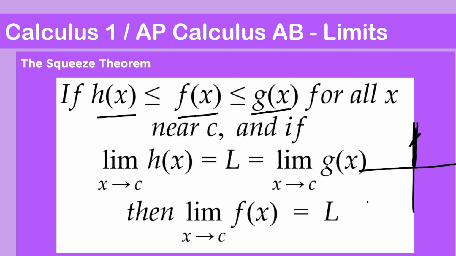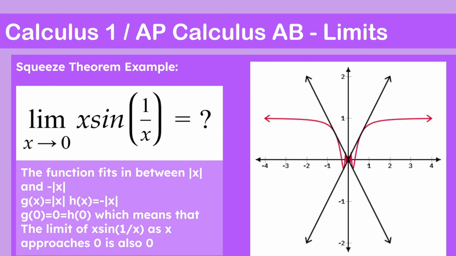Okay, imagine this is h of x right here. f of x goes through here, and then g of x goes through here too. So if h of x and g of x are equal, and f of x is squeezed between them, that means f of x has to be equal to the point where they both meet. And this is going to be shown in the next slide.